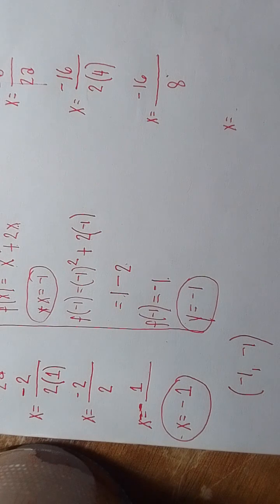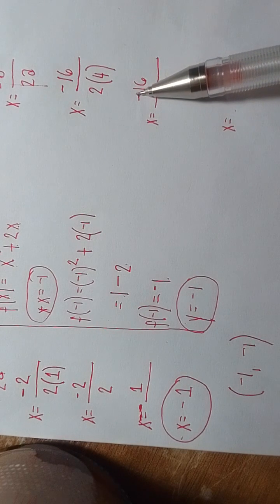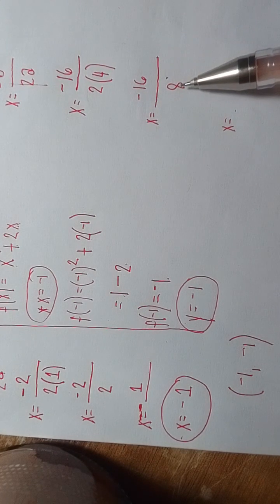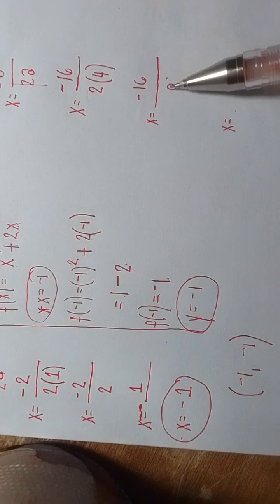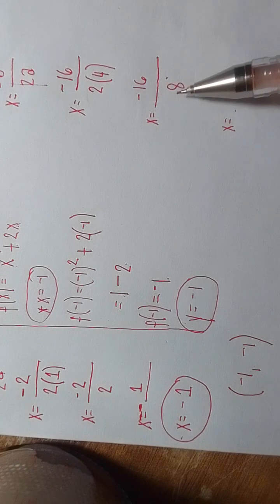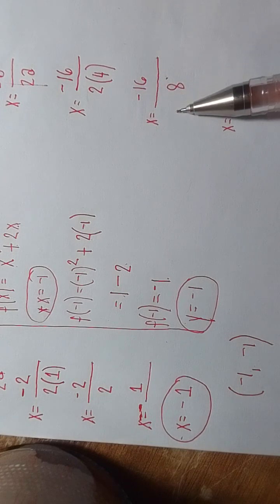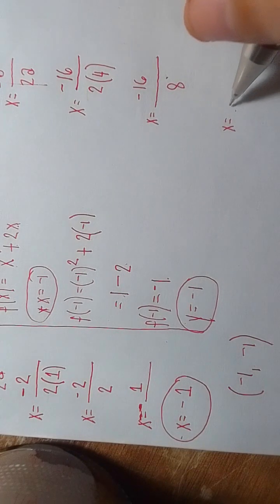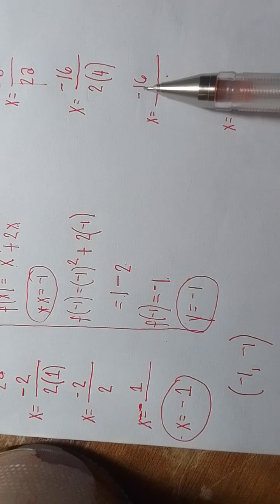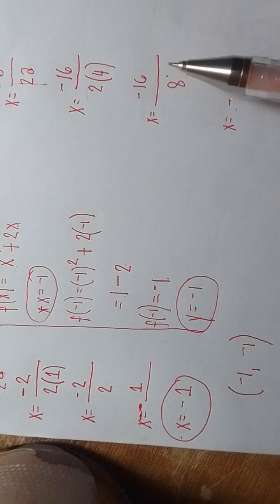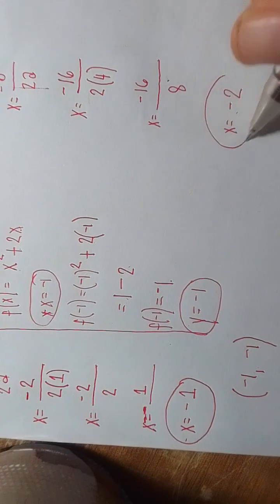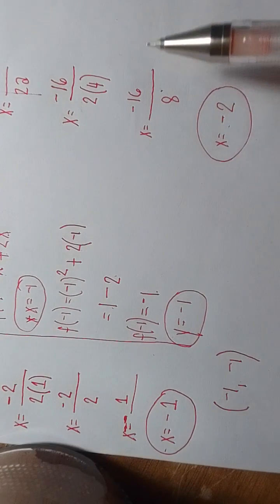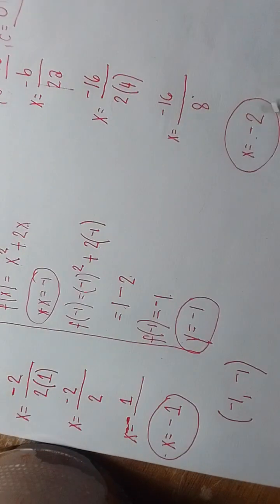So, let's go back to the sign. Negative divided by denominator is positive? No. Negative divided by positive, different signs. The resulting sign is always negative. Next, 16 divided by 8, that is 2. So, the x-coordinate for this second example is negative 2.